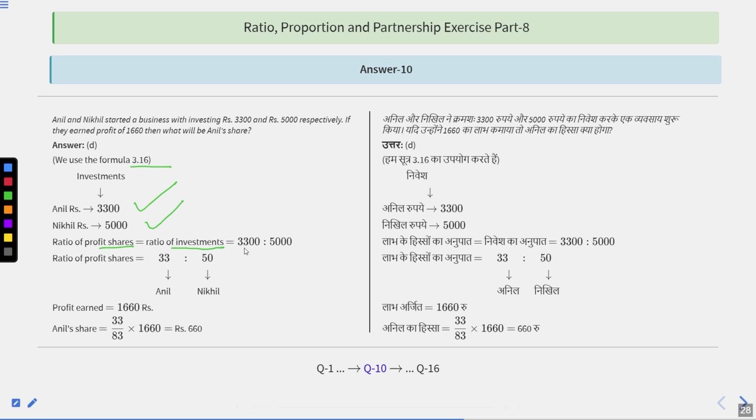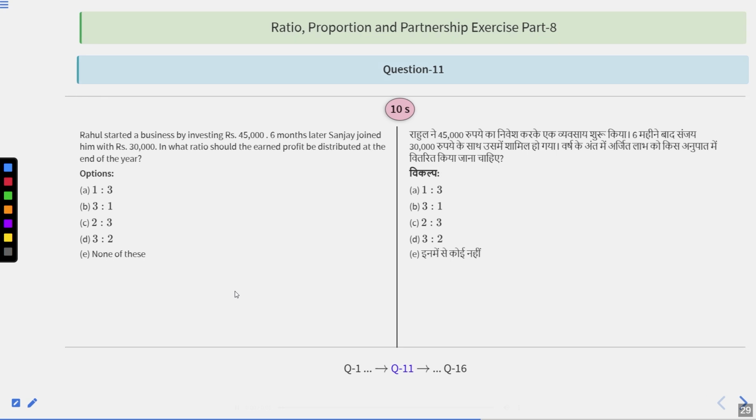So the ratio of investment will become 3,300:5,000. Clear? So the ratio of profit share is 33:50. According to the question, the total profit earned is 1,660. So when we add this, we get a total of 83. So Anil gets 33 out of 83, multiplying by 1,660, we get 660 rupees. So D is the correct answer. Next one.